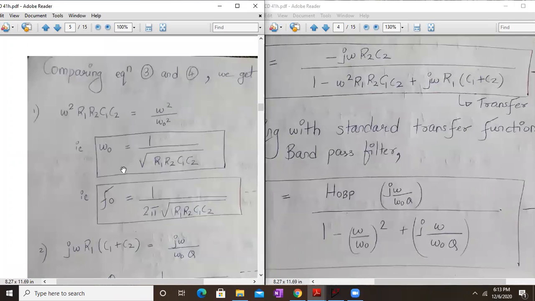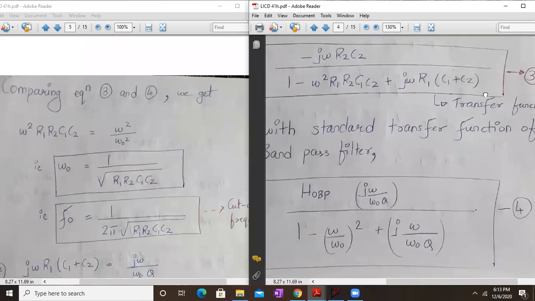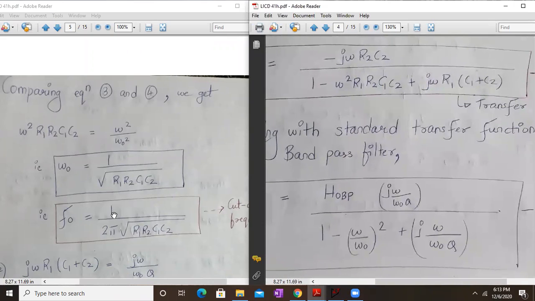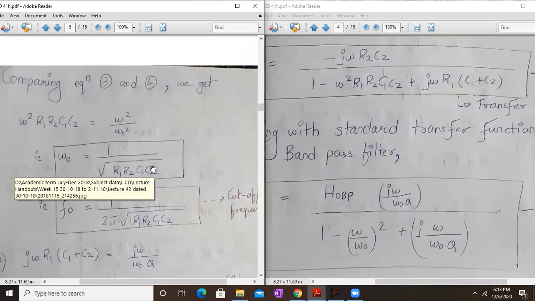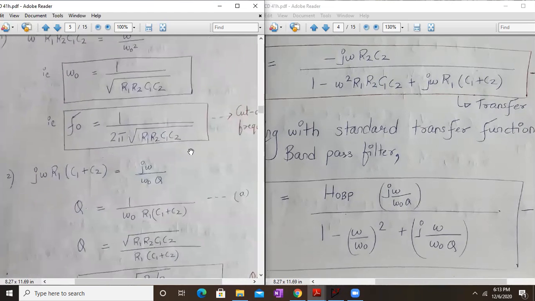So what we will get over here is this, comparing equation number 3 and 4. This is equation number 3 and this is equation number 4. So comparing, we get this term omega upon omega naught square. Here there is omega square, so this will be 1 upon omega naught square. So we'll get omega naught is equal to 1 upon square root of R1 R2 C1 C2. So F naught will be 1 upon 2 pi square root of R1 R2 C1 C2. This is the cutoff frequency of the bandpass filter.